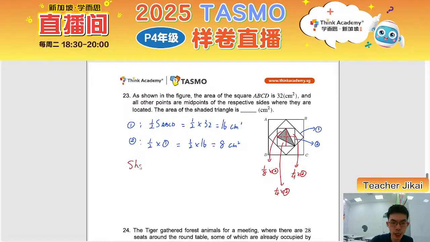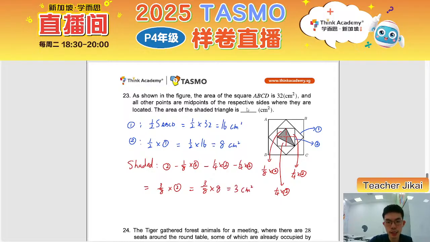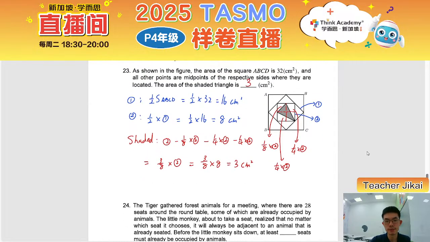So we know the shaded part is the total minus the parts, right? The total is square 2, minus 1/8 of square 2, minus 1/4, and minus 1/4 of it. So it will be the total minus 1/8 minus 1/4 minus 1/4. Yeah, 3/8 of square 2. We know square 2 is 8 cm squared, so 3/8 times 8 will give you 3. Yeah, so the shaded part is 3 cm squared. This is it. Yeah, this is it.